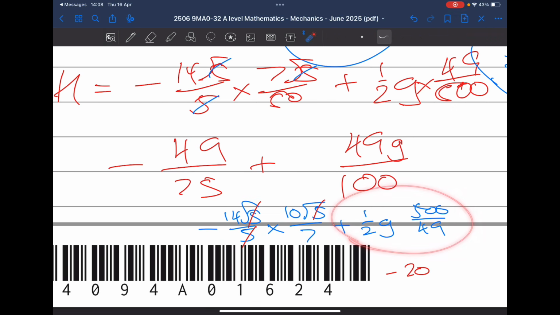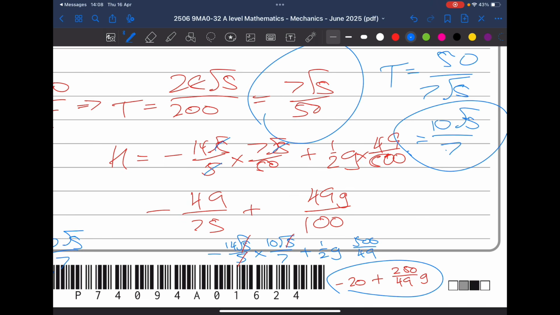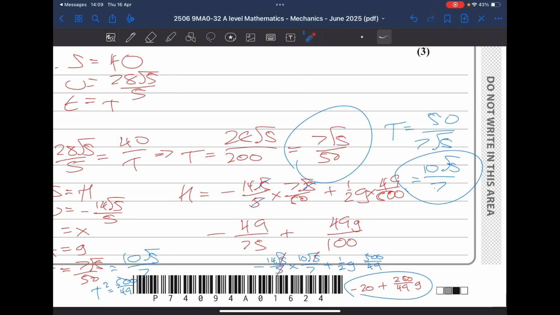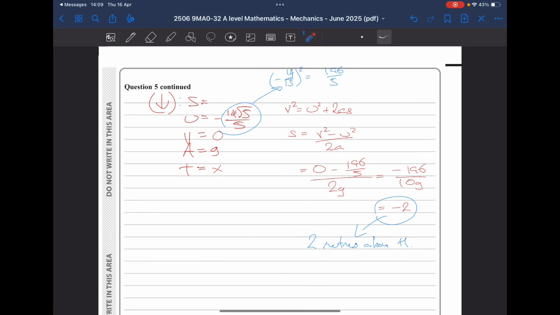On this side then, what have we got? A half of 500 is 250. On the bottom will still be 49, and we still times that by g. So that should be the actual answer. It's a bit nicer than what we ended up with. That looks good to me. So one little mistake, just getting that upside down. That didn't affect the next answer because we didn't need the time for it. Everything else was still fine here. We do get the correct answer of like 2 meters in the air. Spot on. Thank you very much.